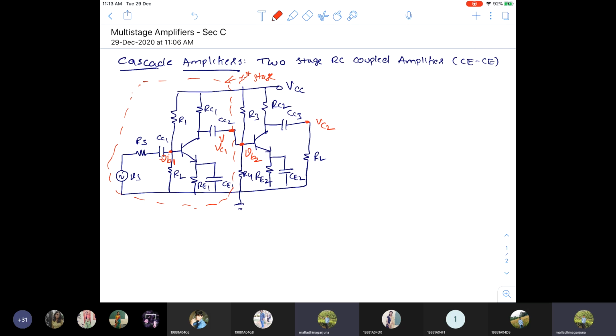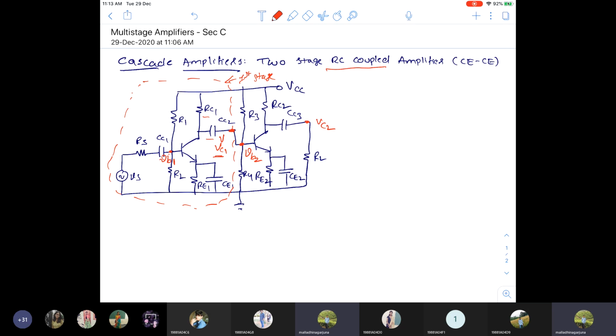Now see, the output of the first stage is VC1. I'm applying it to the input of the second stage through some RC component. This is the capacitor and this is the resistor. Through some resistor and capacitor, I'm applying the output of the first stage to the input of the second stage. Hence, it is named as RC coupled. The coupling is done through resistor and capacitor. So hence, it is named as two-stage RC coupled amplifier.